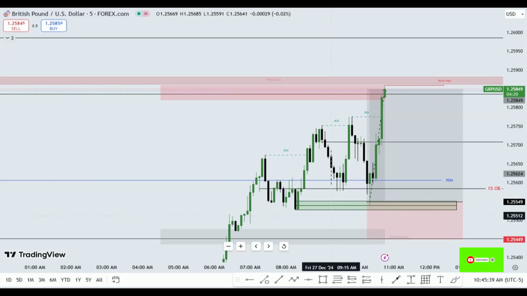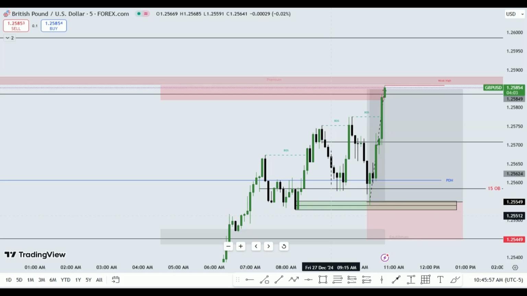Maybe in the next upcoming live trade, we are going to see how to select specific order blocks, specific fair value gaps, specific bearish breakers, like that.